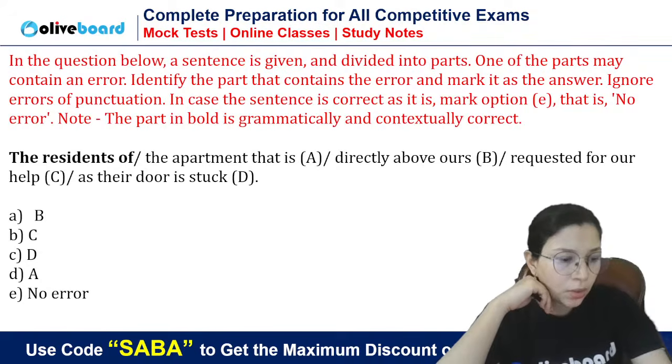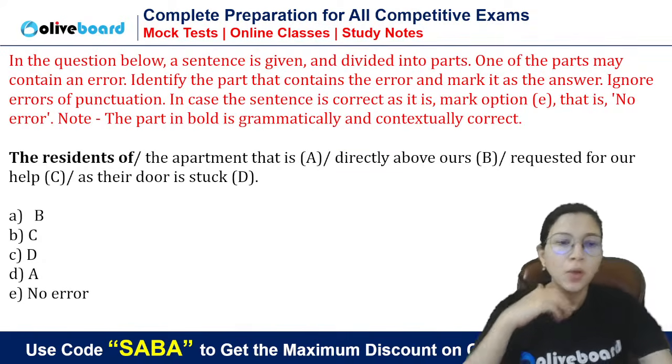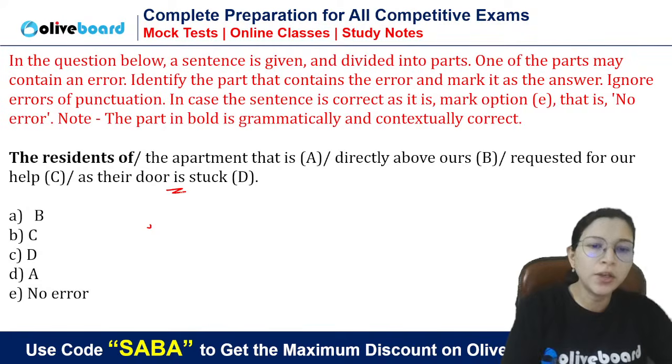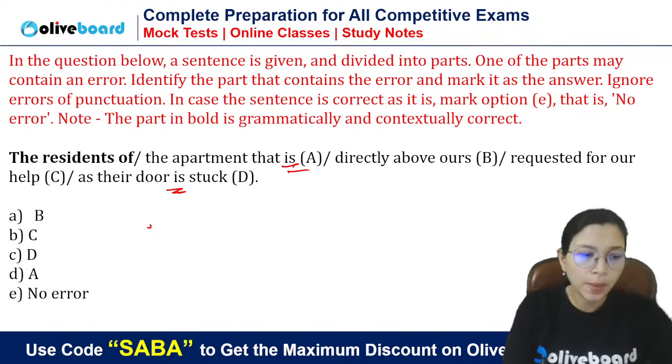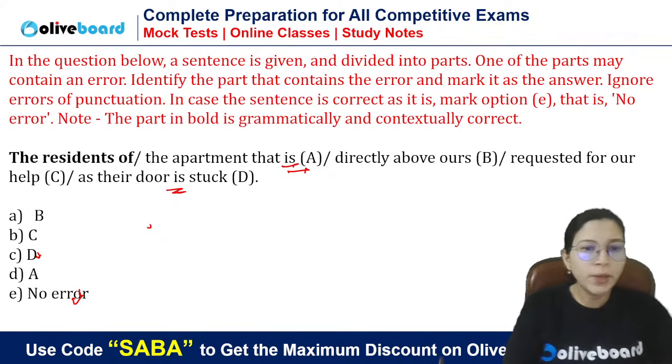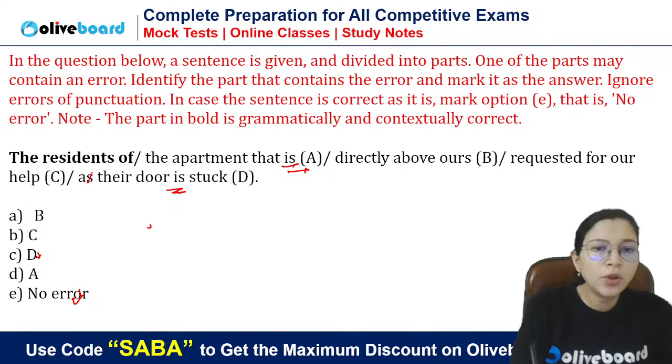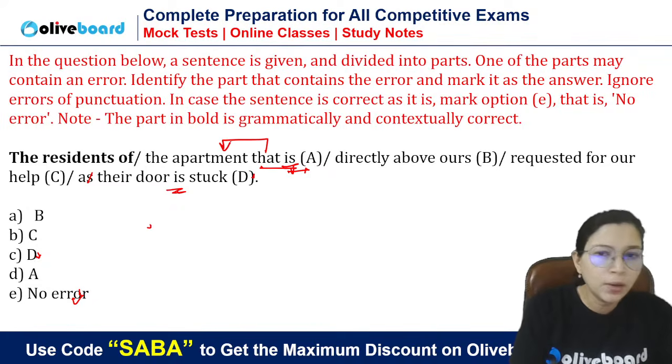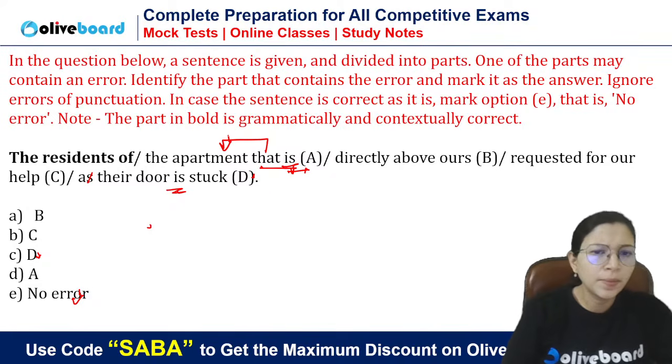Nobody? What is the error? Door was stuck. Why to change it into past tense? It is already past, sorry, present. C. Some are saying E, some are saying D. D means CD or what you are saying? Listen to me carefully. The residents of the apartment that is referring to apartment. Where you are saying "are", which part you are saying "are", tell me.